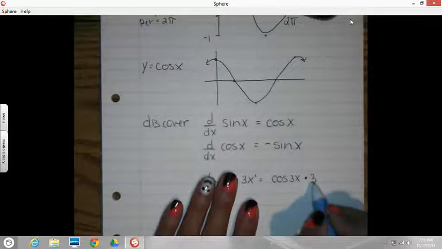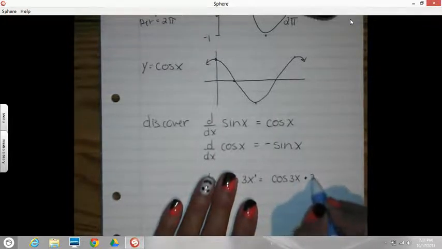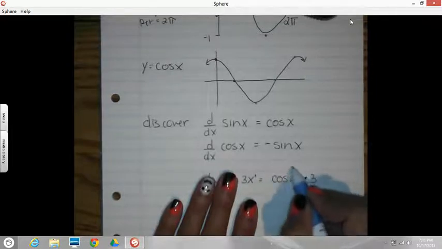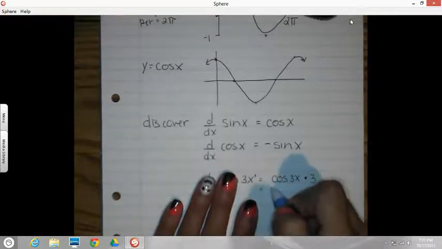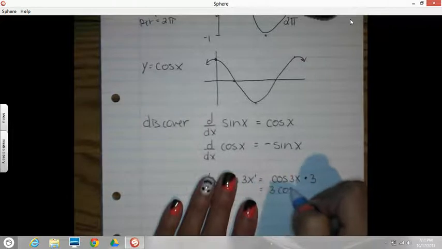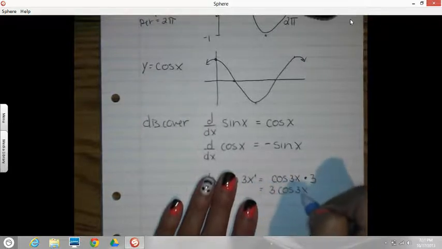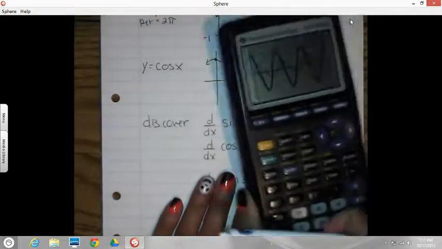And to make sure we don't confuse that this is not a multiplier on the angle, that it's the function that's multiplied by 3, we should float that 3 to the front. 3 cosine 3x. And let's just see if our conjecture is right.